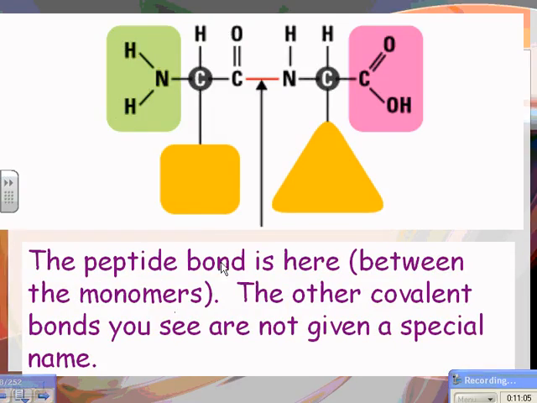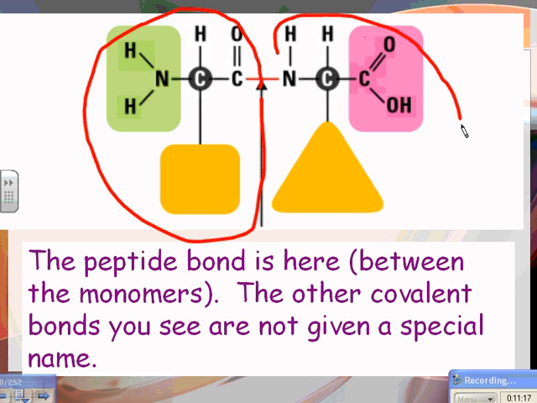The peptide bond is here between the two monomers. The other covalent bonds you see are not given a special name. So this is the same kind of bond as that, which is the same kind of bond as that. But again, because you're joining this amino acid to this amino acid, you give it a special name. You call it a peptide bond. This bond is in the middle of the amino acid, so you don't give that a special name.